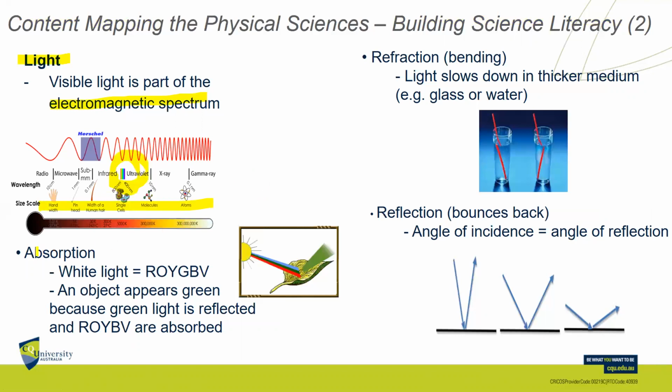We can look at the functions of light. Okay, we can talk about absorption. White light equals ROY GBV, and if you don't know what they are, find out, but it's red, orange, yellow, green, blue and violet, and they are, of course, the colours on the spectrum. And an object appears green when there's an imbalance, because green light is being reflected and the other colours are being absorbed by the object.